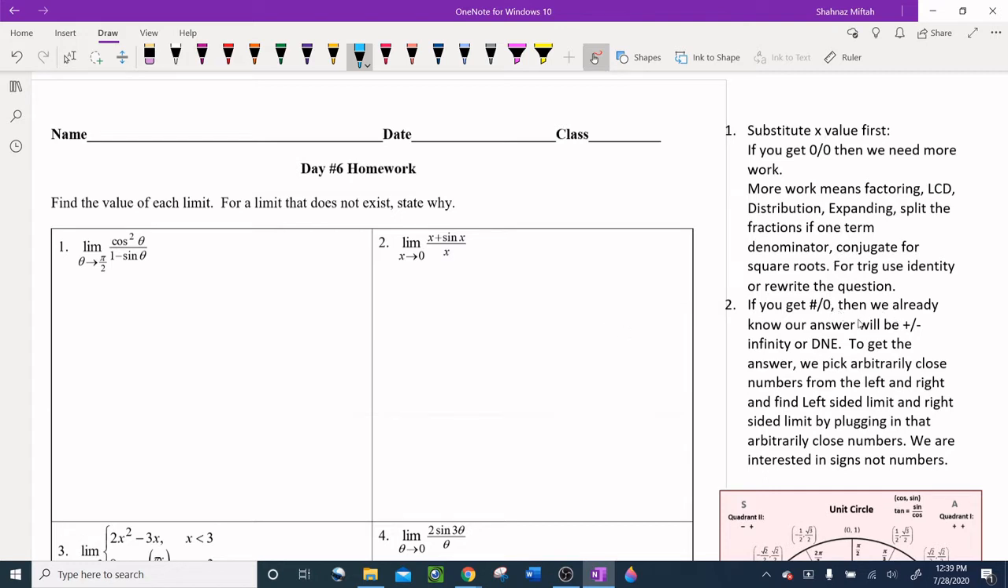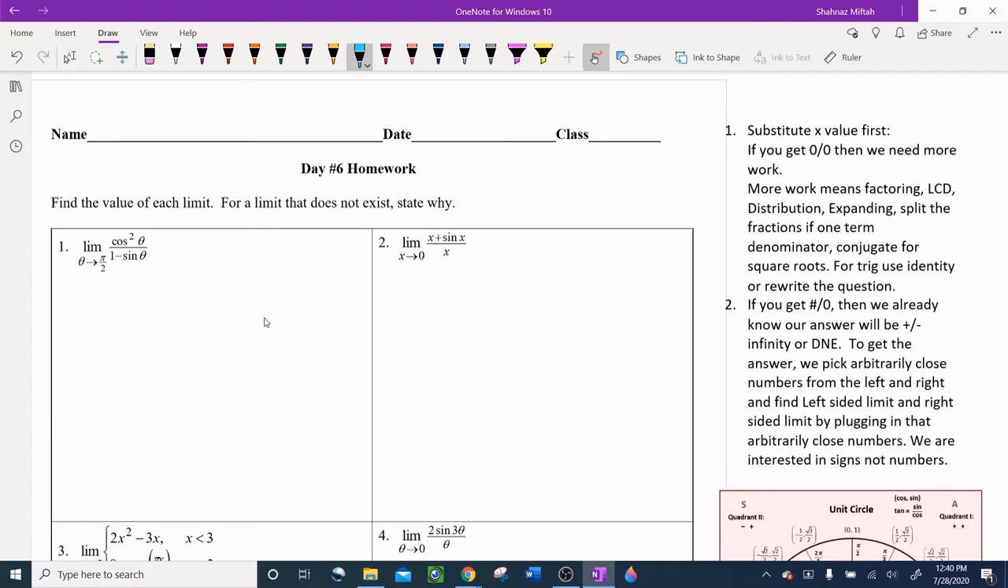If you get a number over 0, then we already know our answer will be positive infinity, negative infinity, or does not exist. To get the answer, we pick arbitrarily close numbers from the left and right and find the left-sided limit and right-sided limit by plugging in those numbers. We are interested in signs, not numbers. If we have negative over negative, we get positive infinity. If we get negative over positive, then we get negative infinity. So something like that. Here we go.